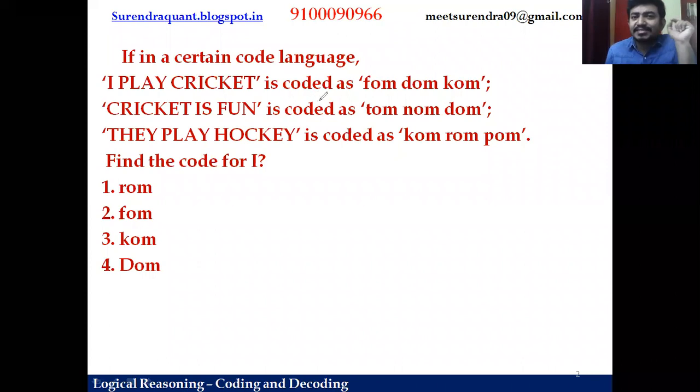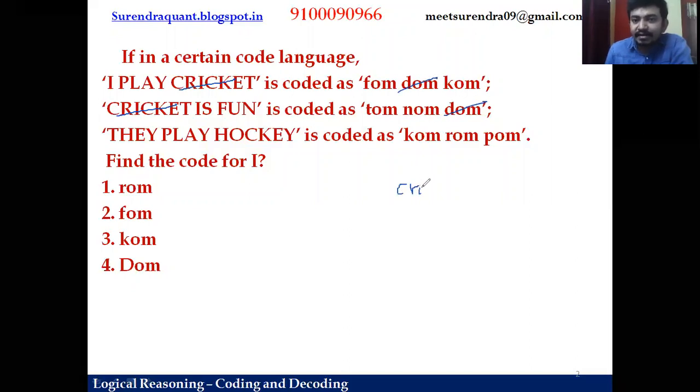I play cricket is coded as form, dom, com. Cricket is fun is coded as tom, nom, dom. They play hockey is coded as com, rom, pom. Then find the code word for I. So friends, in such cases, try to compare the statements and try to decode the common words. So here if I compare first statement, second statement, cricket is common word and dom is common. So let us write cricket as dom.